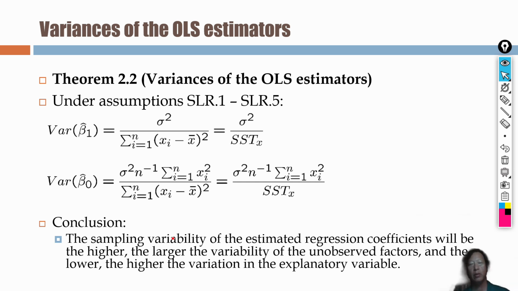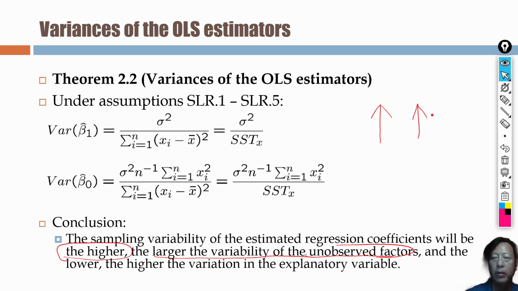The sampling variability of the estimated regression coefficient will be higher the higher the variability of the unobserved factor, and lower the higher the variation in the explanatory variable. So the meaning is, if the sampling variability of the coefficient is high, then you can tell it is a high variability of the unobserved factor.